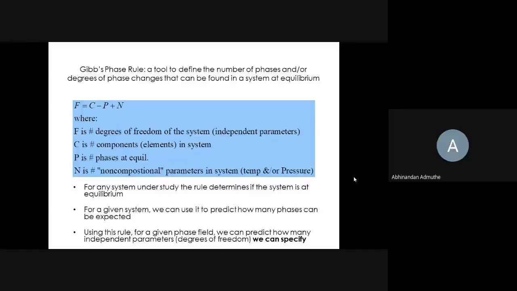How to use this equation in order to find the degrees of freedom, we will discuss in the coming sessions. This phase rule is very important, because we can use it to predict how many phases can be expected in equilibrium states. And using this rule for a given phase field, we can predict how many independent parameters we can specify.